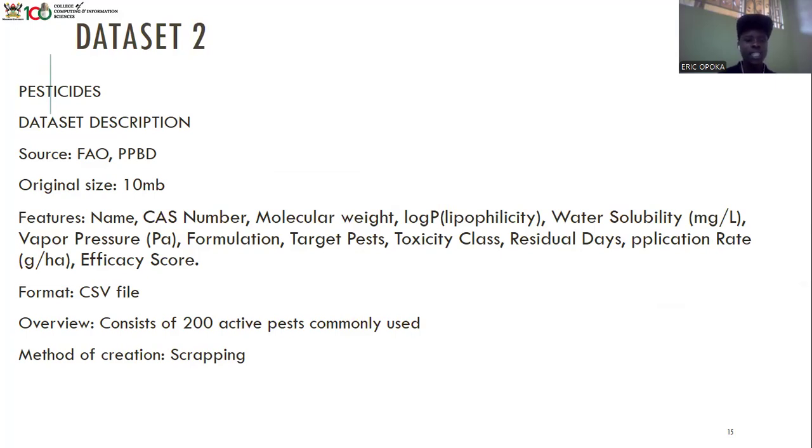So the original size was 10 MB. It had those tables, which I'll show in the tables as we proceed. It was in the form of a CSV file. It consists of 200 active pesticides commonly used. For the method of collection, we used the scraping method here.